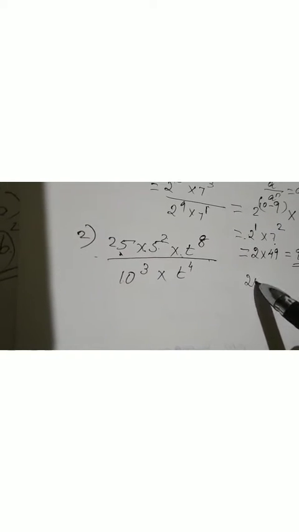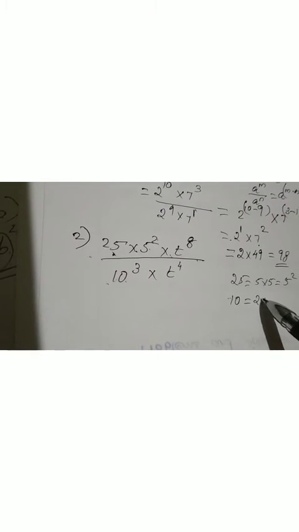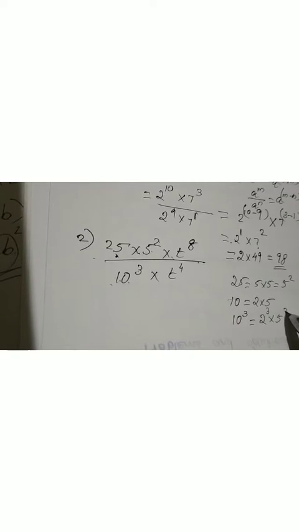Next question is 25 into 5 square into t raised to 8, the whole by 10 raised to 3 into t raised to 4. Now we know 25 is equal to 5 into 5, that is equal to 5 squared. Also, here one 10 is there. 10 is equal to 2 times 5. But the question is 10 raised to 3. So we can write it as 2 raised to 3 into 5 raised to 3.